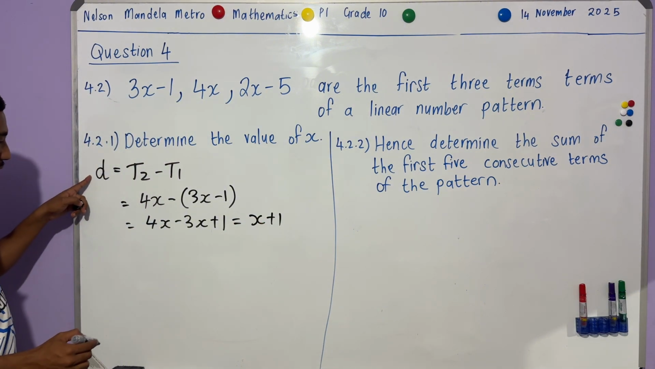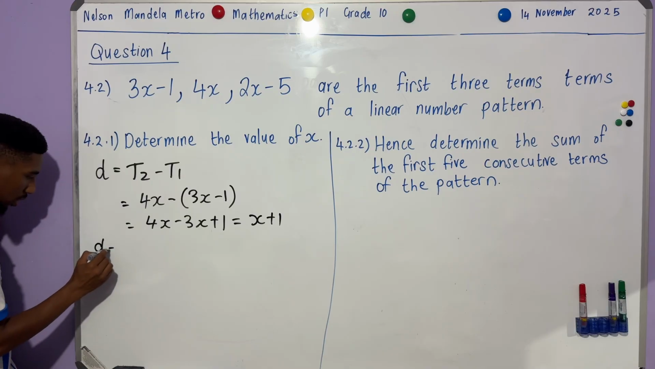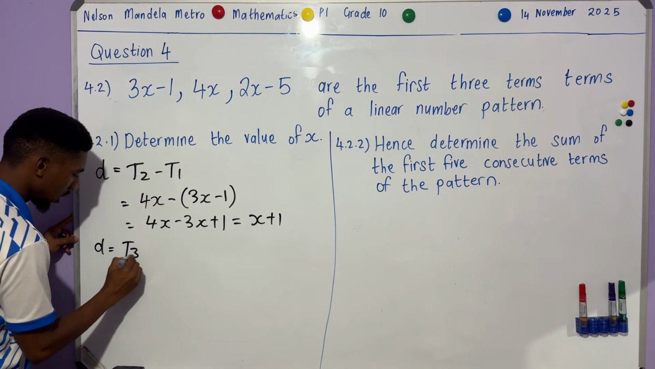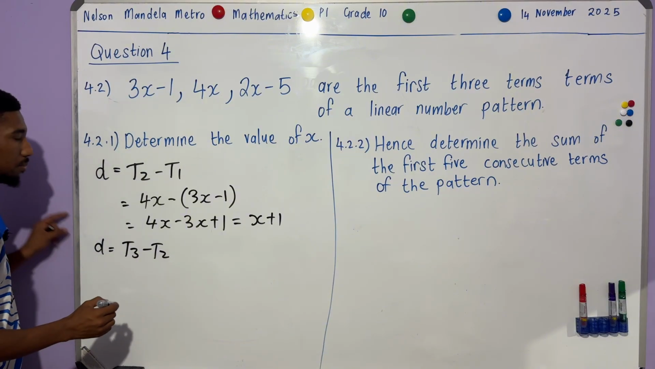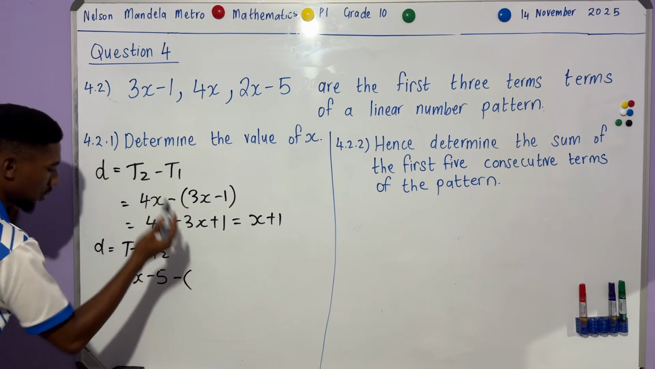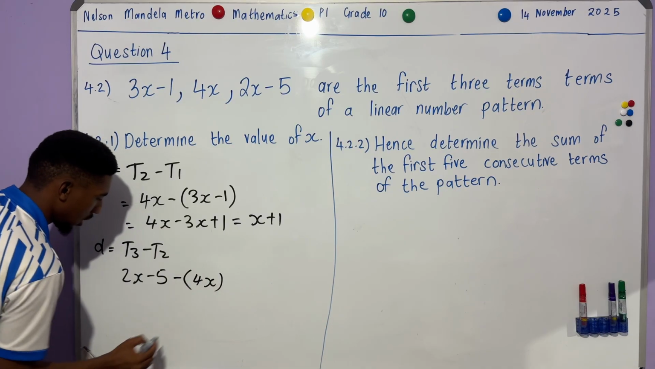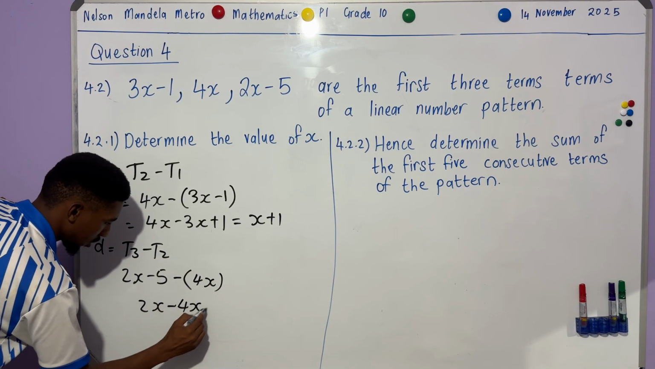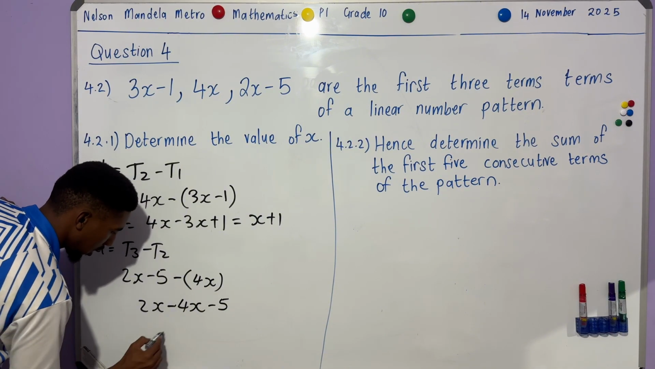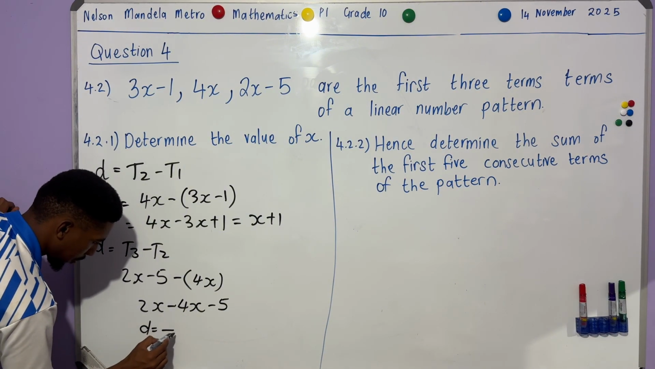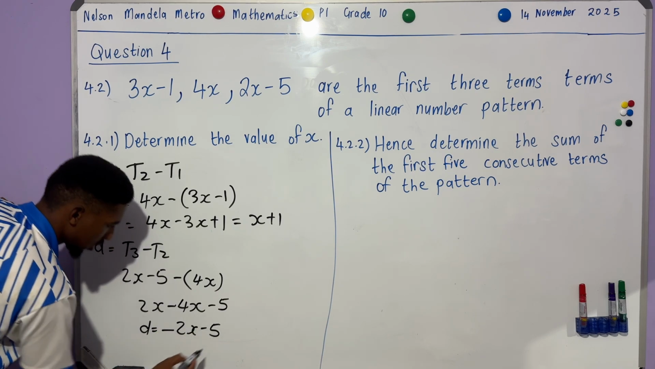That is the difference, right? We want to create two different equations to solve this. The difference also is the third term minus the second term. The third term is 2x minus 5 minus, and we apply brackets, 4x over there. Then we have 2x. I can put the minus 4x next to the 2x since they're like terms. Then I have this difference equal to minus 2x minus 5.